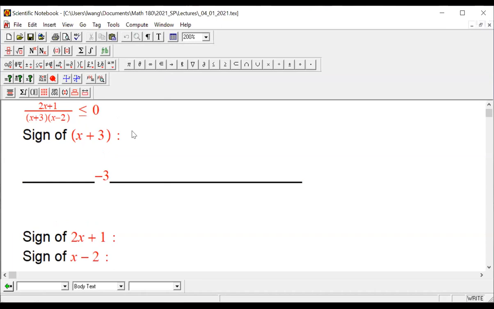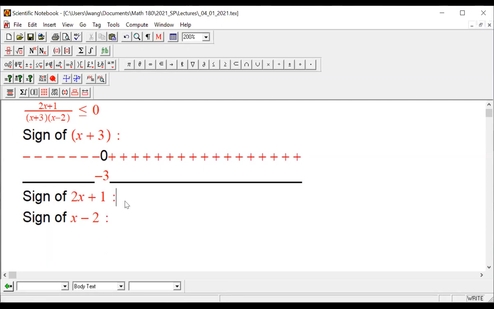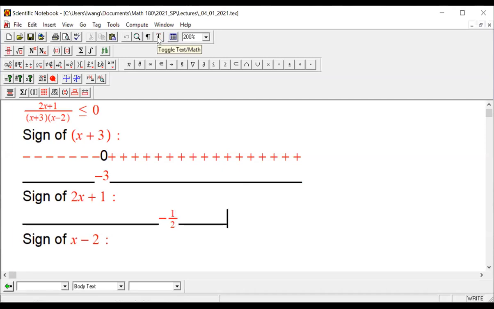Right? So that's going to be negative. That's going to be 0. And that's going to be positive. Right? And for the sign of 2x plus 1, where does it change sign? -1/2. Perfect. -1/2. Okay. Boom. Okay.